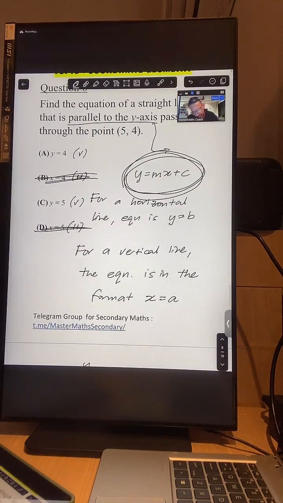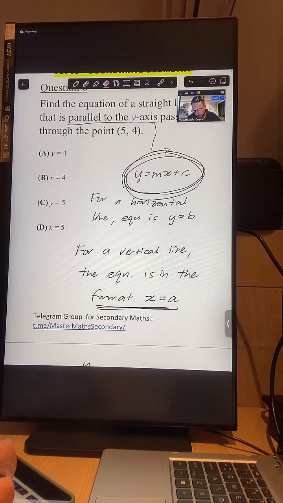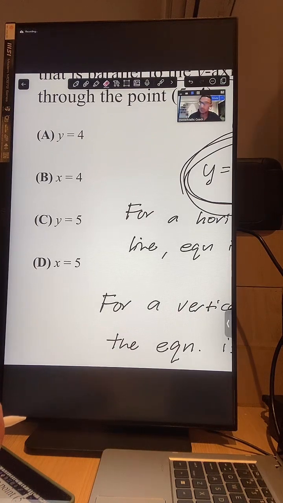I made a mistake. I wrote here that for a vertical line, the equation is in the format x equals a. Then I went and cancelled out the x. Age must be catching up to me. Okay, anyway, let me try to retract that error.